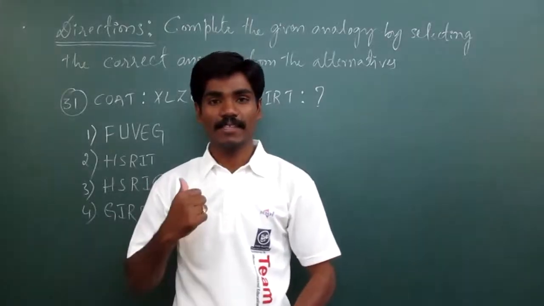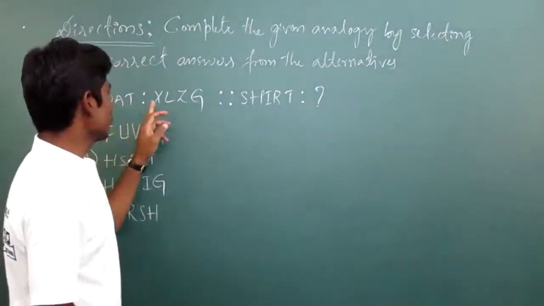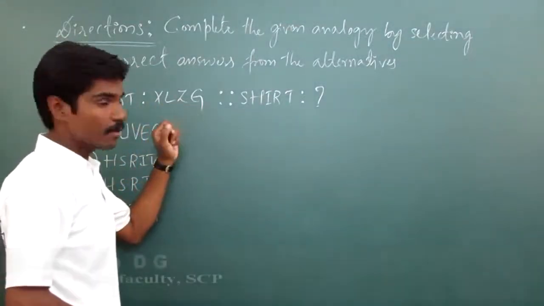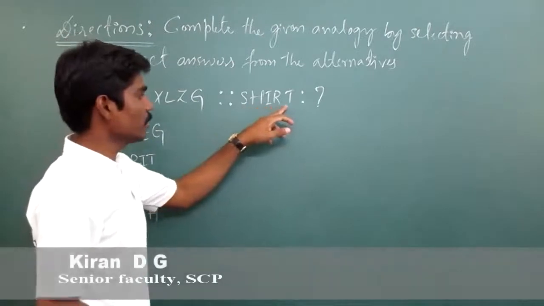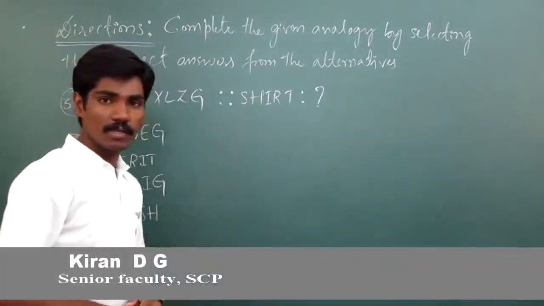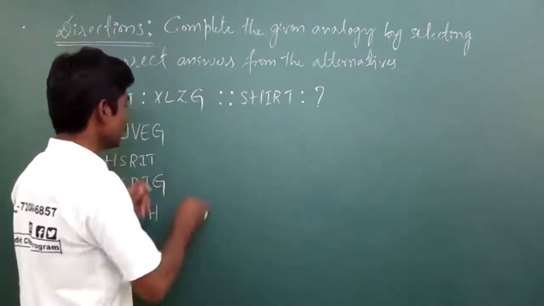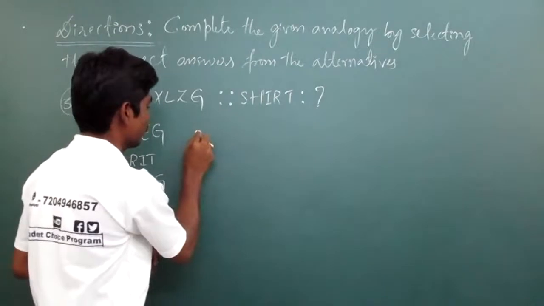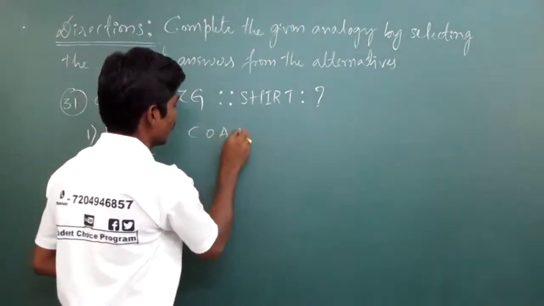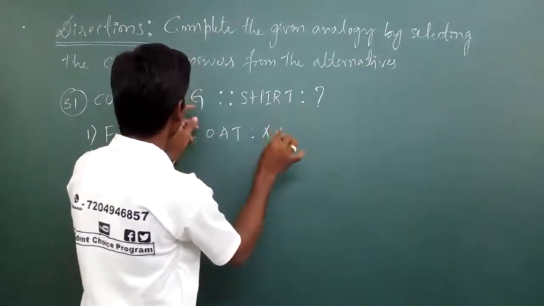Well friends, here's the next problem. The given problem is COAT, XLZZ and SHIRT and the question mark. To solve this, first let me consider the given question. I'll write the given letters as COAT and XLZZ.